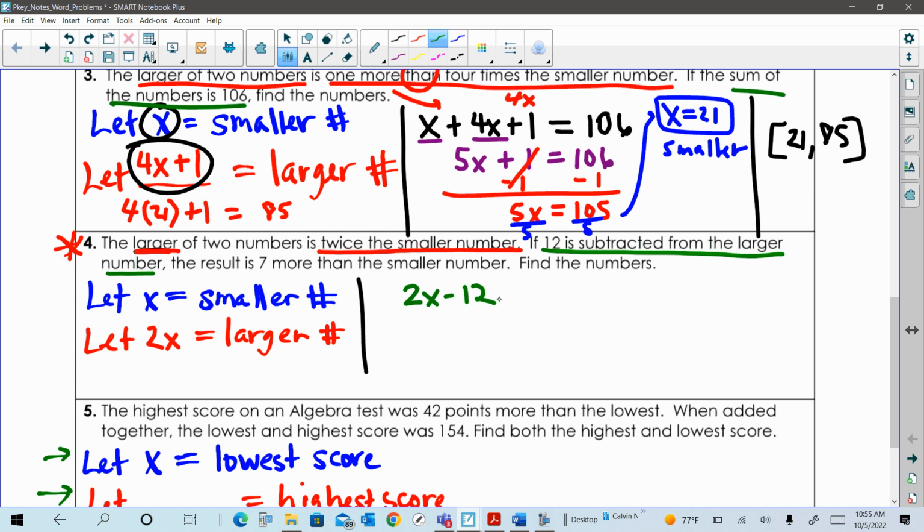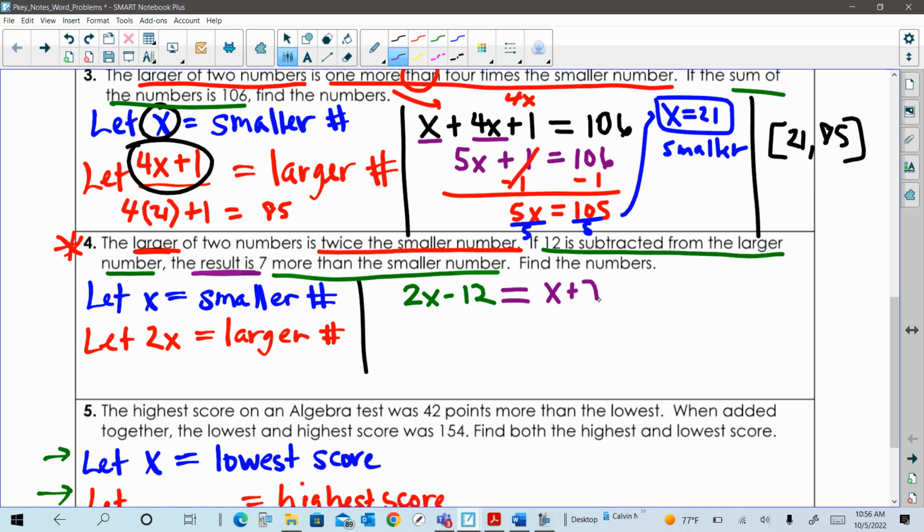I just underlined the key information and I wrote that as an expression. But this is the word that most people were like, what is this saying? It says here that the result is, okay? That means it equals what I'm saying the result is. Now we need to show 7 more than the smaller number. How do I show 7 more than the smaller number? Yeah, x plus 7.